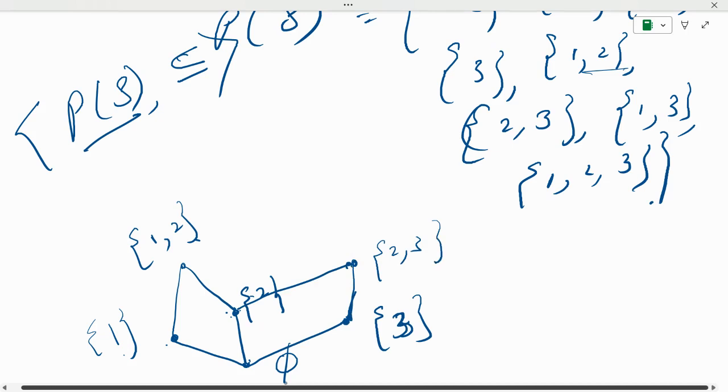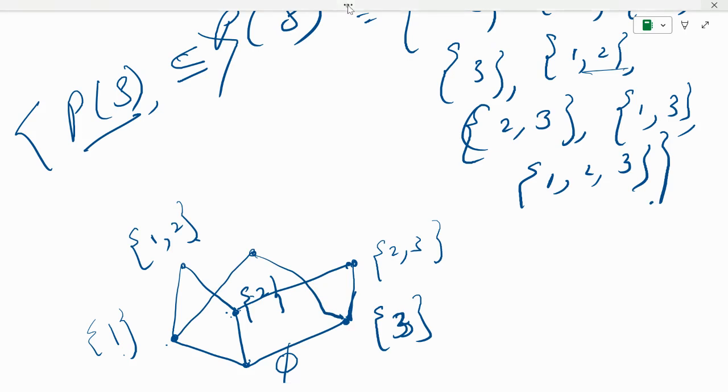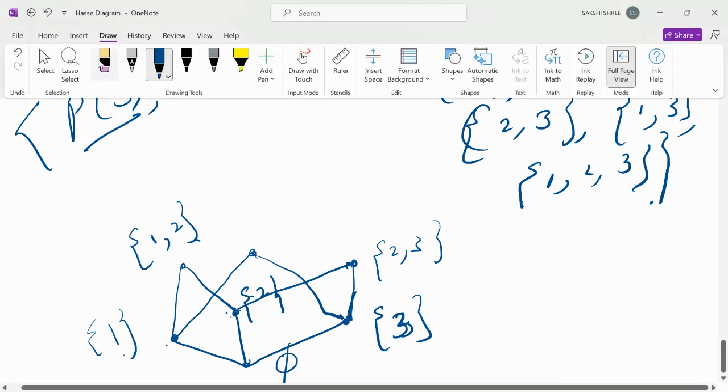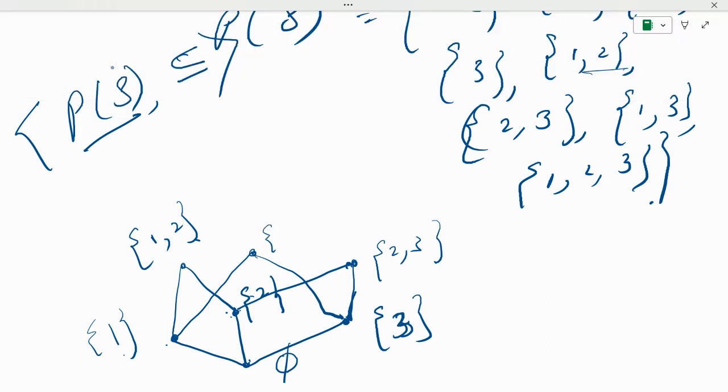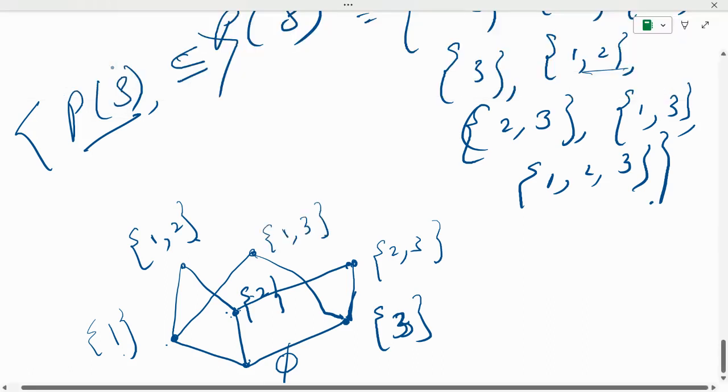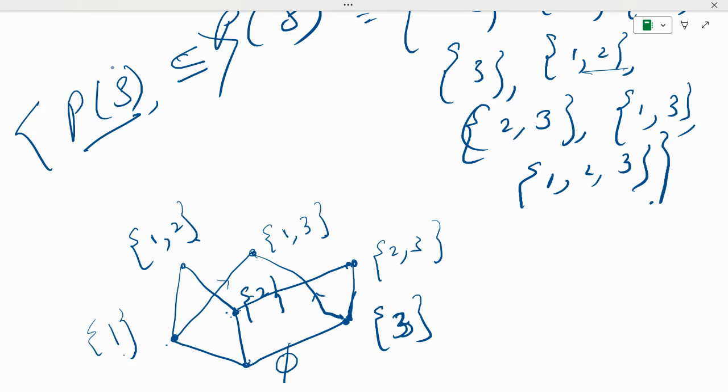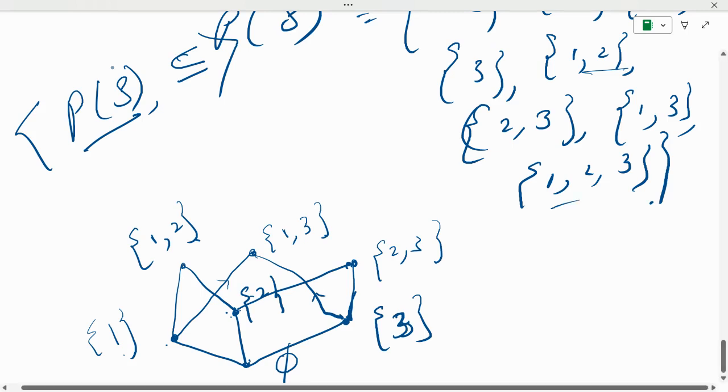And for 1 and 3, 1 and 3 can be constructed something like this. It's getting very dirty, but you just understand the flow of my pen. So this is 1 and 3, this way. Now we have 2 3 and 1 3 all included. Now we have 1 2 3. So for 1 2 3 it will be like this, all including onto this. So something like a cube. So this is 1 2 3.